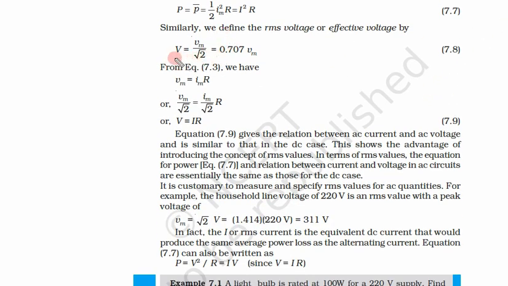So for voltage, V is equal to 0.707 of Vmax, and for current, I is equal to 0.707 of maximum current, and Vm is equal to Im into R, because Ohm's law is perfectly valid for AC current as well. So Vmax is equal to Imax into R. If we divide by root 2 on both sides, Vm by root 2 is V, Im by root 2 is I, so again Ohm's law.